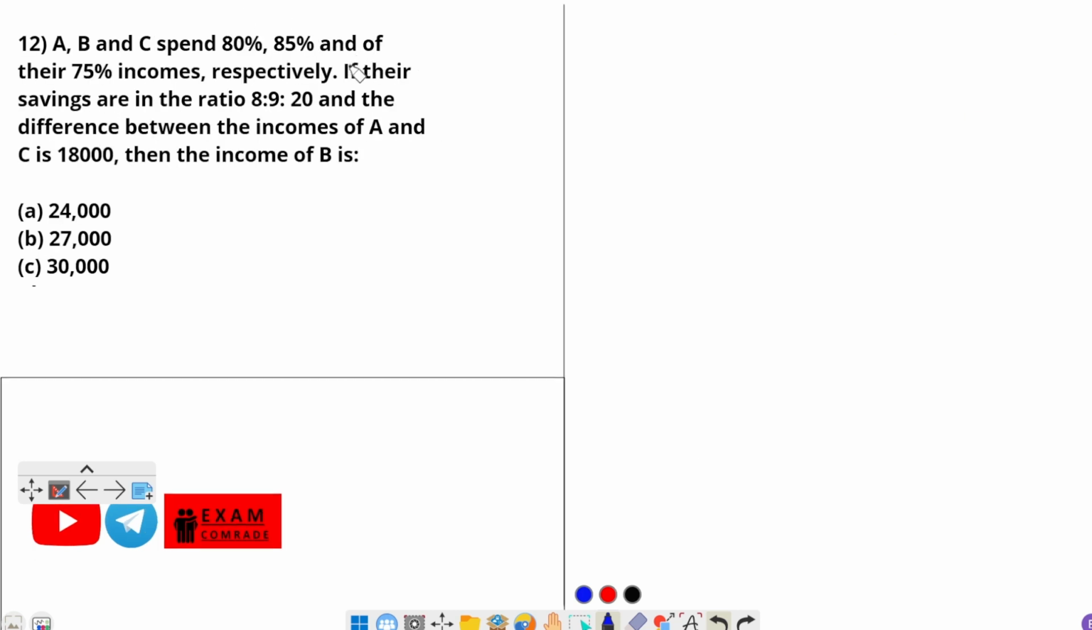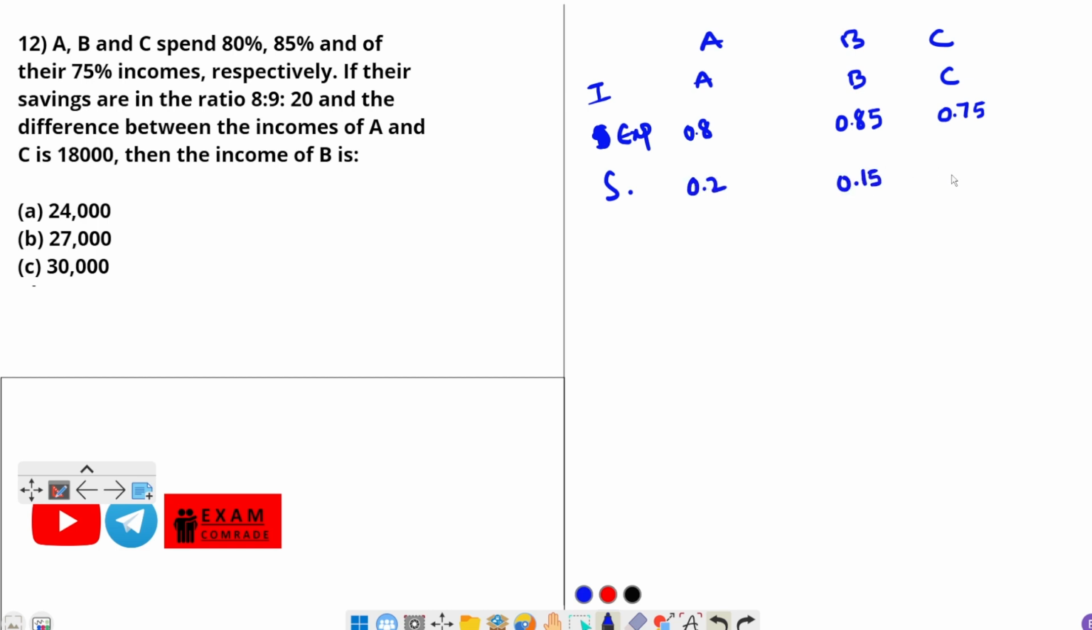Next question. A, B, C spent 80%, 85%, 75%. Let their incomes be A, B, and C. Their spendings are 0.8, 0.85, 0.75, right? This is expenditure. Savings can be written as: if 80% is spent, they remain with 20%, so that can be written as 0.2 of A. This will be 0.15 of B. This is 0.25 of C. This is savings, right?